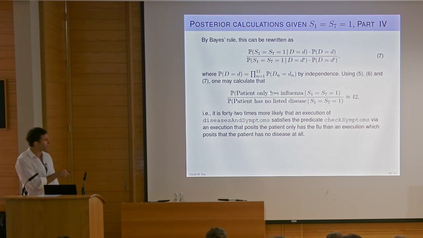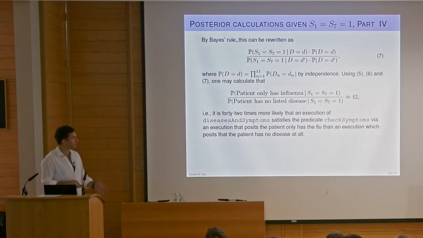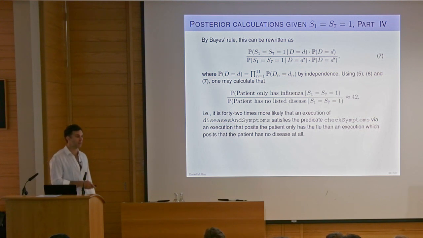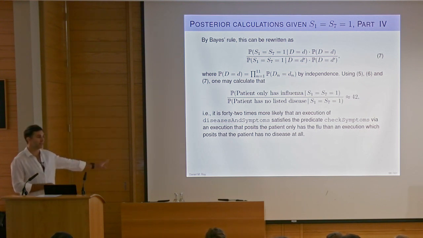It's actually trickier to say you have flu and I'm going to be agnostic to the other diseases, because that requires one of these very expensive sums over all possible other worlds. All right, so that's pretty strong evidence that you don't have nothing, right? Because there's already something that's 42 times more likely. So at the very least, you have the flu.